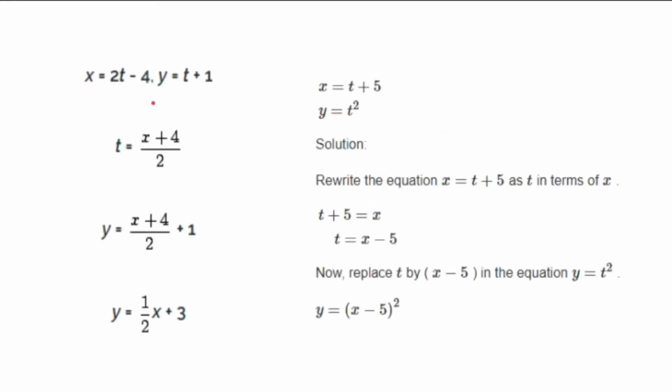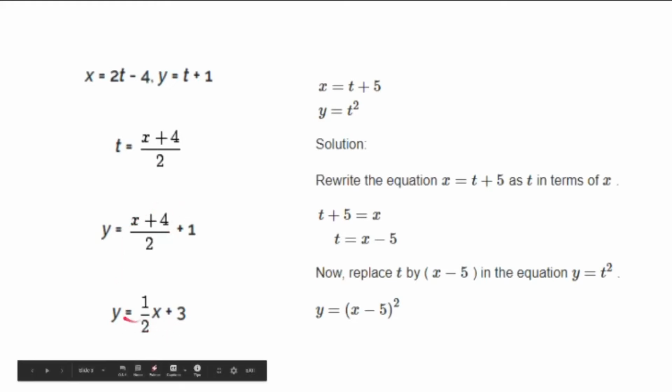For this one, it's another pretty easy one. You have x equals 2t minus 4 and y equals t plus 1. First you want to solve for t in one of them and then substitute it into the other one. I'd pick x equals 2t minus 4, add the 4 over, divide by 2, then you have t by itself. Substitute that in over here, then you have x plus 4 divided by 2 plus 1. Simplify that, and you have y equals 1/2 x plus 3.